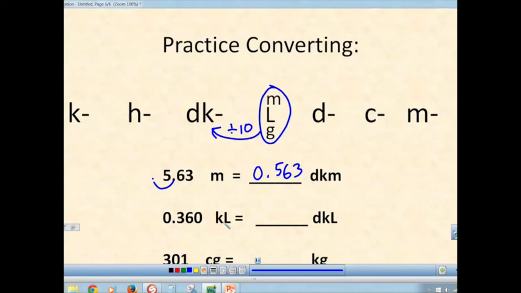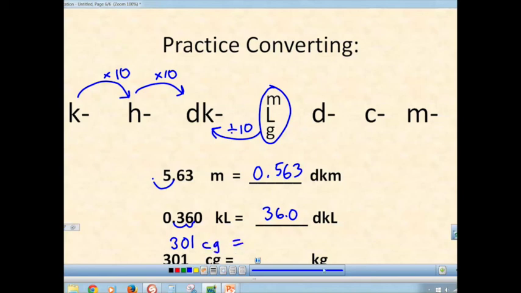To convert from kiloliters to decaliters, we go over on the left. We're going to multiply by 10 and then multiply by 10 again. So we take our decimal and move to the right once, twice, and we get 36.0 decaliters. And this kind of got cut off. I think it's 301 centigrams equals how many kilograms?